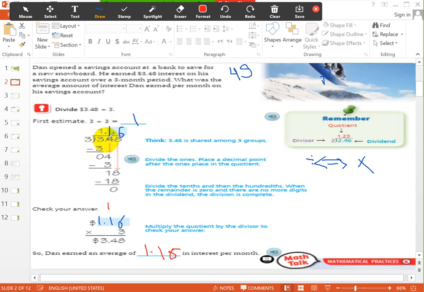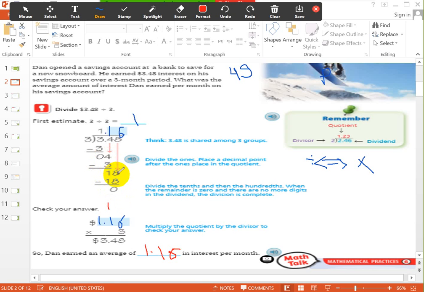So here you have to take care about the decimal point. You have to put it above the decimal point in the dividend. Then I will take the 4 and divide it by 3. 4 divided by 3 equals 1. Then I will multiply 1 with 3 and write the answer right here. So it will be 3. Then I will subtract as we learned in division. 4 minus 3 equals 1.